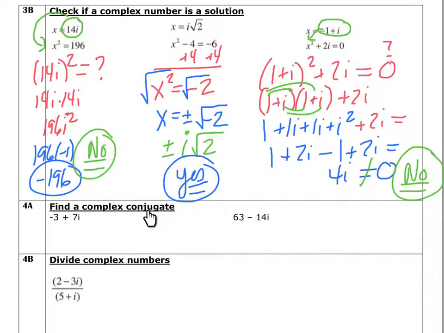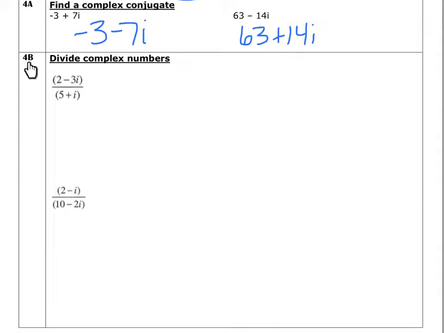4a wants us to find a complex conjugate. All you have to do for a complex conjugate is take the imaginary portion and change its sign. So the complex number negative 3 plus 7i has the complex conjugate negative 3 minus 7i. For this one, 63 minus 14i, its complex conjugate, the real part stays the same, but it changes to positive 14i.